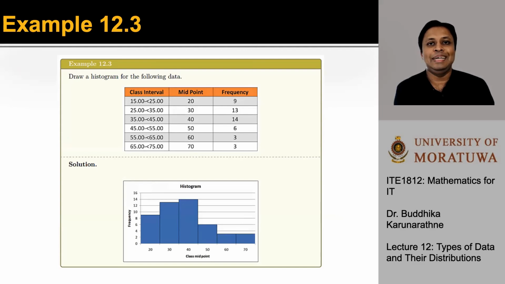You represent each class with a rectangle. The frequency is represented on the y-axis. For example, take the first class: the interval is from 15 to 25, the midpoint is 20, and the frequency is 9. So you can see on the y-axis, the first rectangle represents 9 because the frequency is 9. Similarly, for all the other classes, you can draw a rectangle depending on the height, that means the frequency of each class. So this is how you draw a histogram.